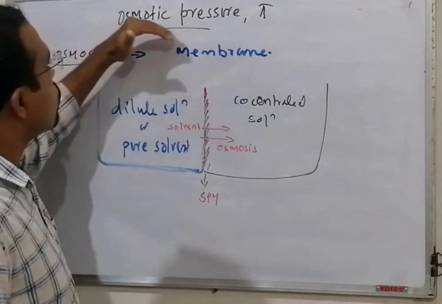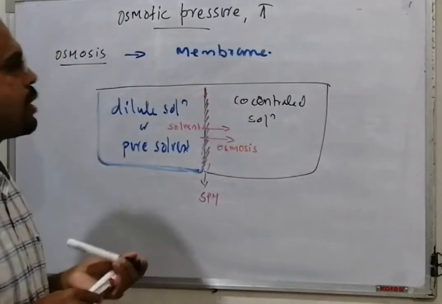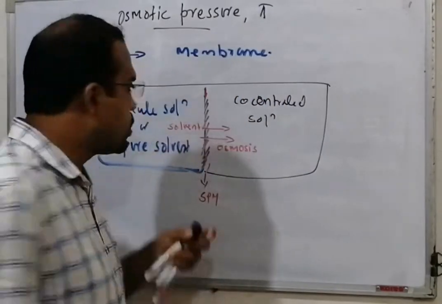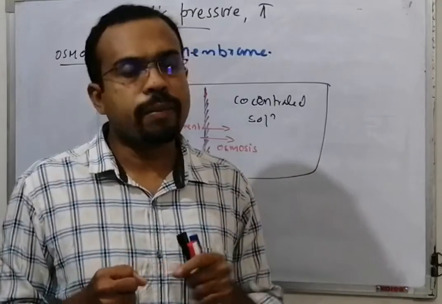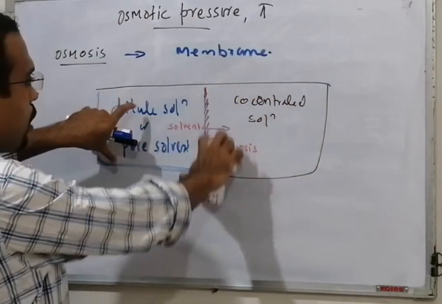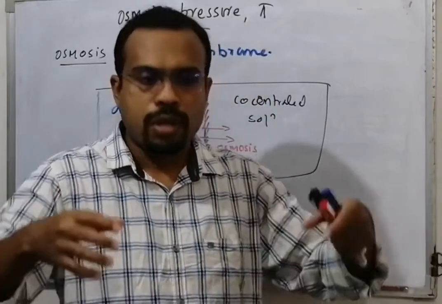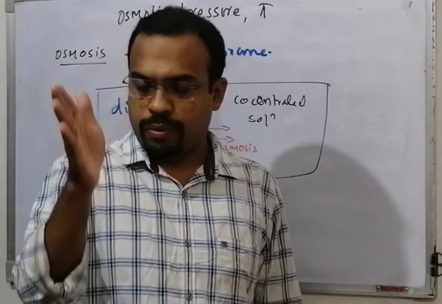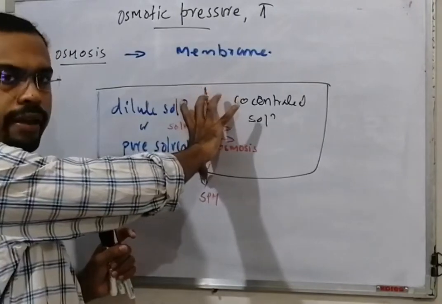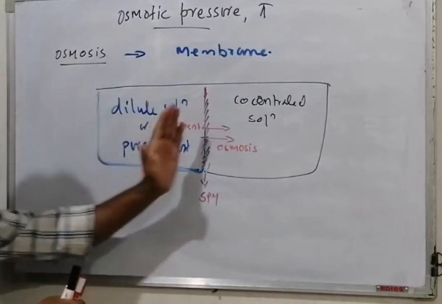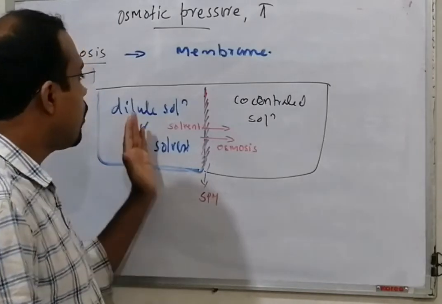Now we are going to discuss what osmotic pressure is. Suppose these are two balloon-like, pressable compartments separated by a semi-permeable membrane. That's possible. Suppose you have a cycle tube or car tube or lorry tube. You cut the tube in two parts and join them with a semi-permeable membrane. This side of the tube is a dilute solution, and this side is a concentrated solution. Solvent starts moving from here to here.